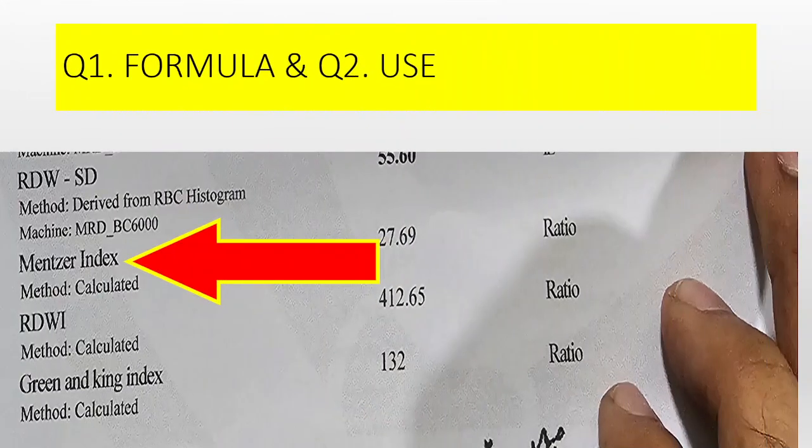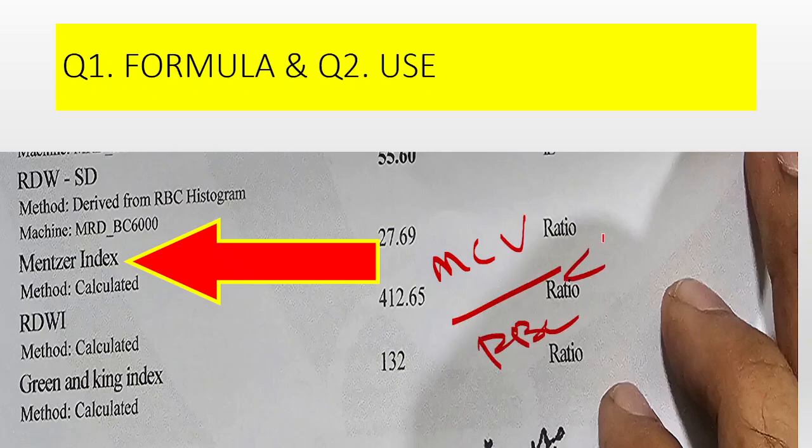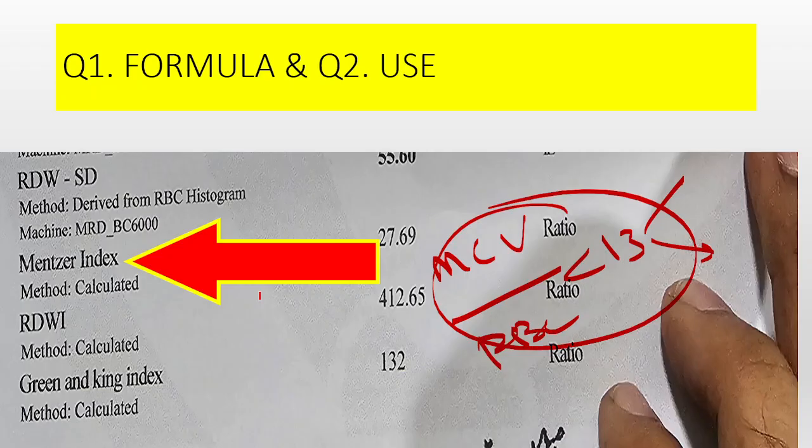Cancer index use. Another simple one. MCV by RBC: less than 13 is thalassemia, more than 13 is iron deficiency. Most of the students got it correct.